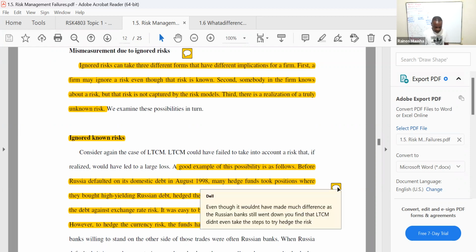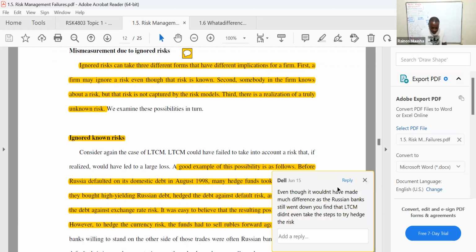So in this case, they say, even though it wouldn't have made much difference as the Russian banks still went down, you find that LTCM didn't even take the step to try to hedge the risks.